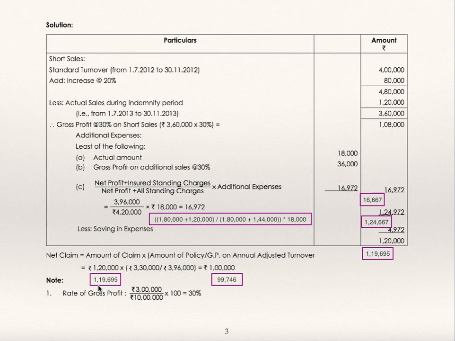So 1,19,695 into 3,30,000 divided by 3,96,000. So the amount of claim to be lodged is not 1 lakh, but it is 99,746. So I want all of you to make this change. Whatever is given in the solution is wrong, replace it with these figures as well as this figure. This will get changed, this will get changed, and the final claim to be lodged with insurance companies is 99,746.